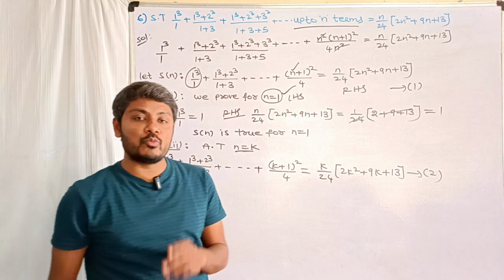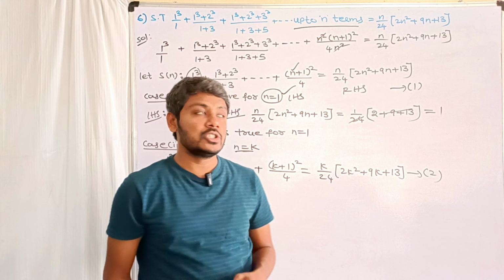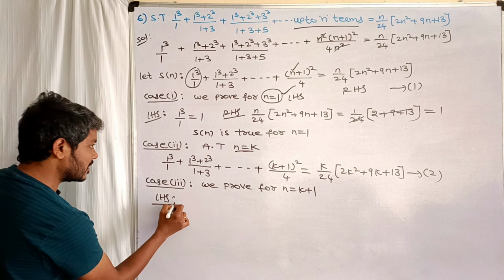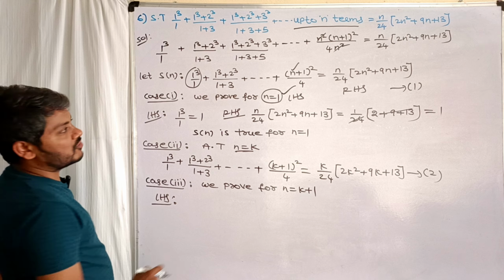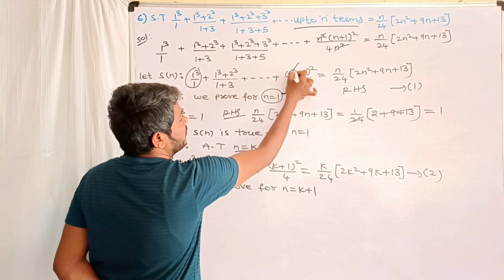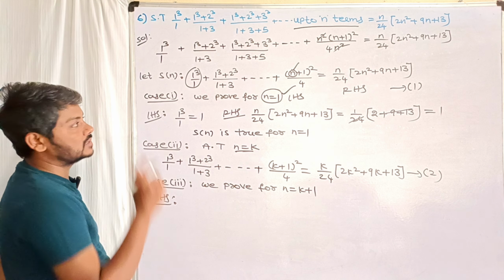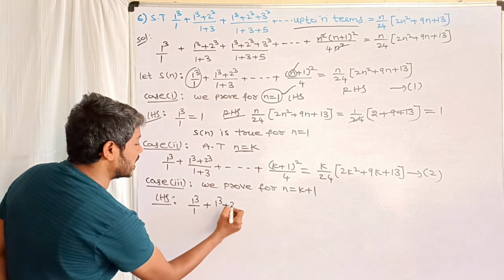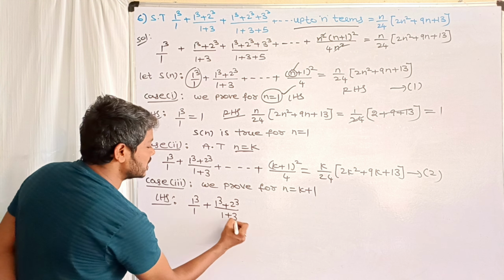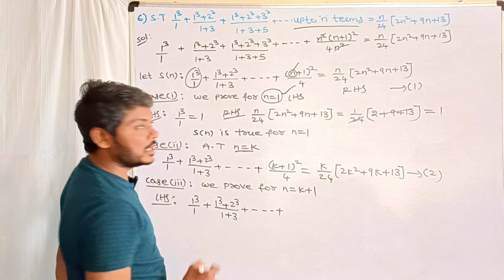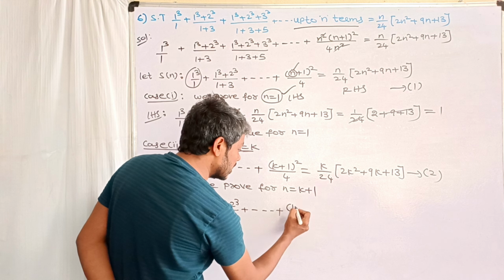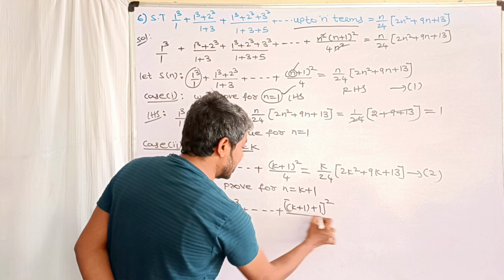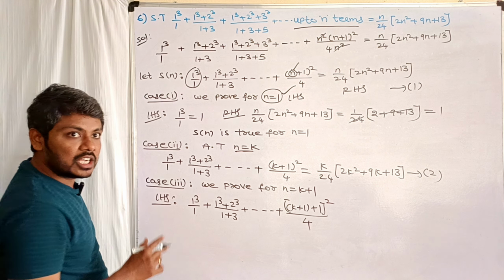And what is case 3? You prove for n is equal to k plus 1. So we can consider LHS, and from the LHS we can prove RHS. So clearly what is LHS of equation 1? This one. In the place of n, we can substitute k plus 1. So that is 1 cube by 1 plus 1 cube plus 2 cube by 1 plus 3 and so on. Replace n by k plus 1. (k plus 1 plus 1) whole square divided by 4.